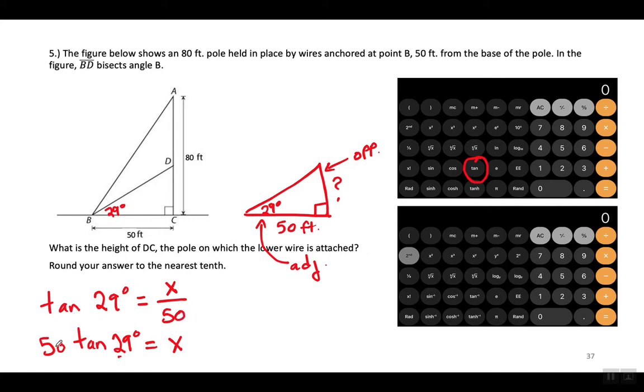Or if you go from left to right, you would hit 50 times 29 tangent equals.